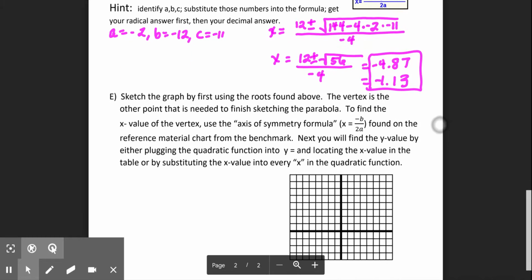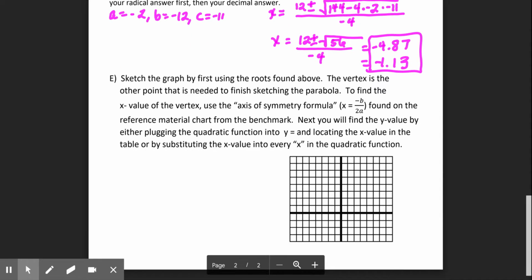All right, then let's see. It says now on letter E, sketch the graph by first using the roots. So negative 4.87, so 1, 2, 3, 4, and it's almost at negative 5. And then negative 1.13 is almost there. And it says the vertex is the other point that is needed to finish sketching the parabola.